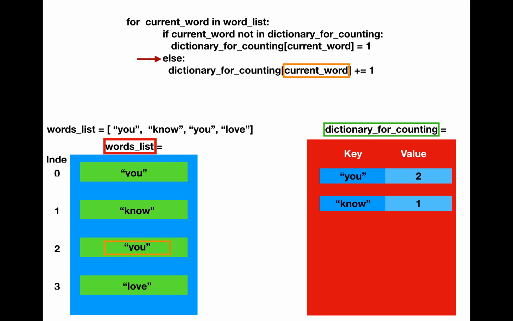So if we continue iterating through this list, every time that we encounter a word that's already in our dictionary, we're going to add 1 to it. And if we've never seen that word before, then we're just going to give it a value of 1 because it's the first time that we've seen it.